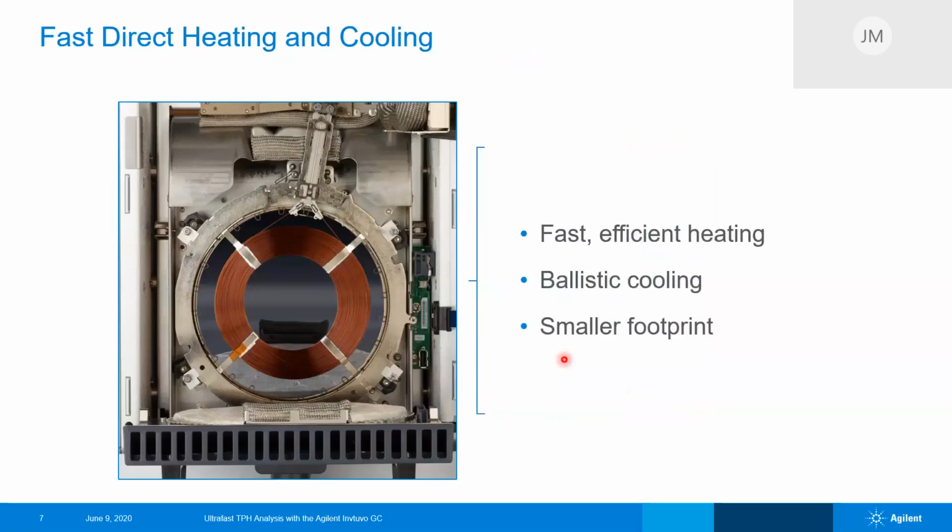Here again, we can see a closer view of the heating element. You can see this looks like a mirror behind here, but it is actually a planar, thin heating element that the column is pressed against. And then the column is connected up here to the flow path to our inlet and detector.